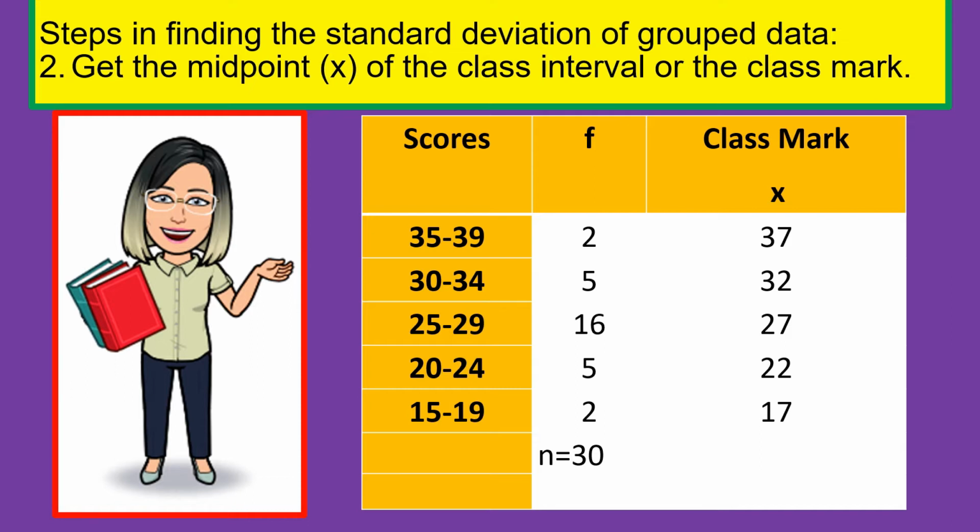So we need to find the midpoint of 35 to 39. 35 plus 39 divided by 2 is 37. Since our interval is 5, we will just subtract 5 from 37. 37 minus 5 is 32. 32 minus 5 is 27. 27 minus 5 is 22. And 22 minus 5 is 17.